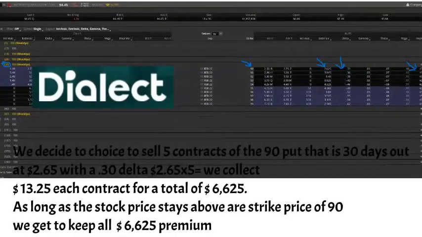And as long as the stock price stays above our strike price of 90, we get to keep all $6,625 of that premium. And that's why people sell puts and stocks, because the stock can be bullish, it can even be bearish, it can go sideways. But as long as it doesn't go down below 90, they're going to collect that premium. And that's why people are sellers, because if you're just long or short in a directional play, or you're playing stocks, it has to go up or down, whichever way. Like if you're going long a put, it needs to go down. If you're going long a call, it needs to go up. If you're going long a stock, it needs to go up, right?